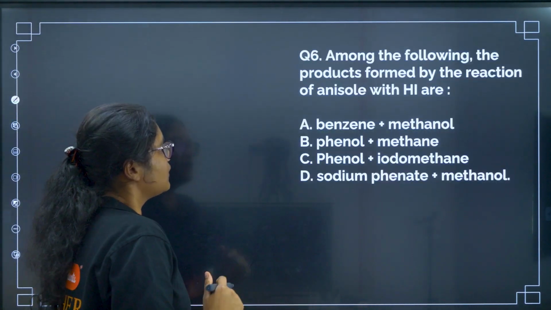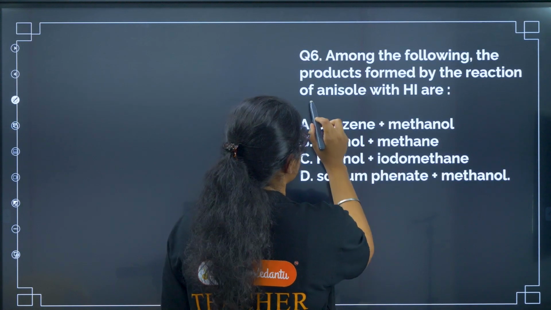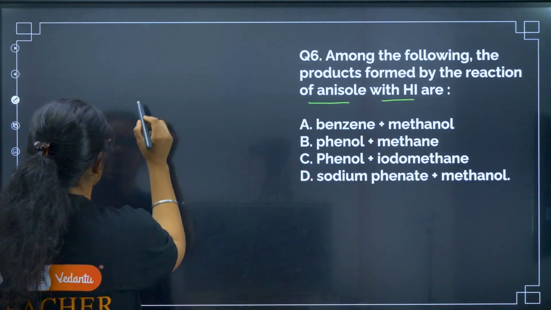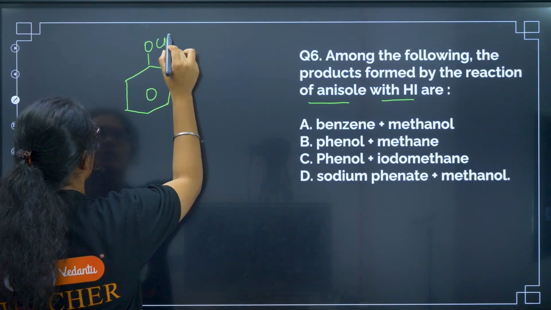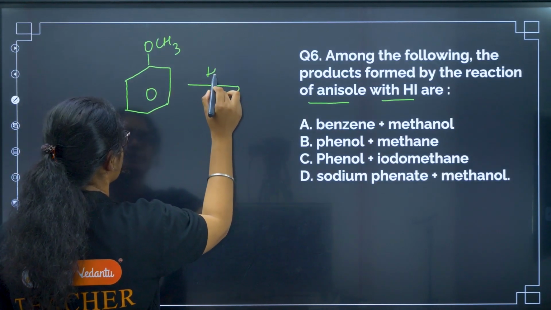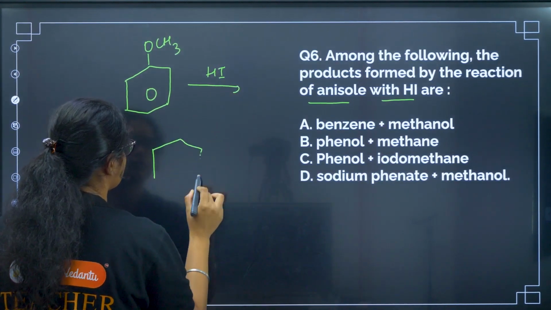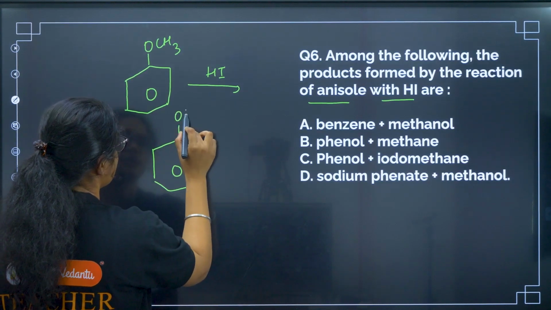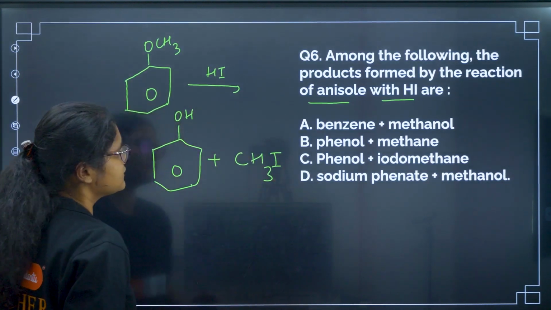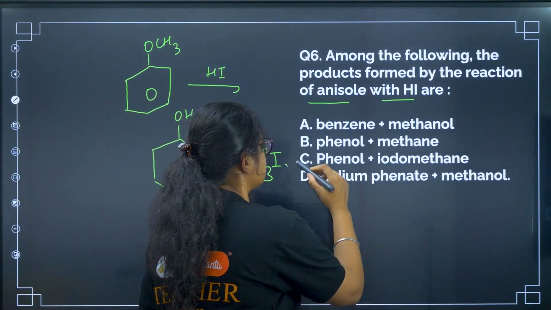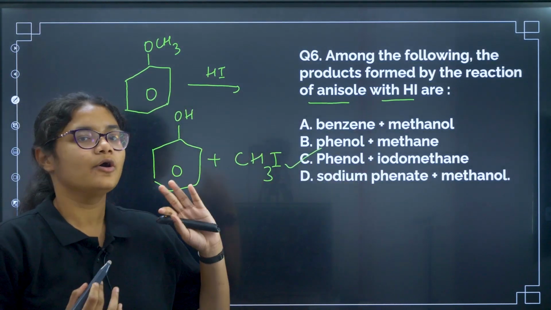Next, among the following, the products formed by the reaction of anisole with HI. Okay, so what is the structure of anisole? And we are treating it with HI. So we will get an OH phenol group plus CH3I. Okay, so that is phenol plus iodomethane. So the correct answer for this question will be option C.